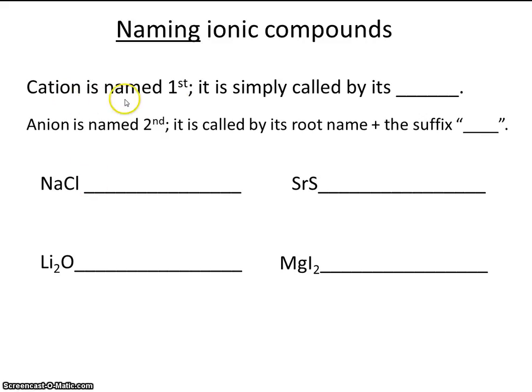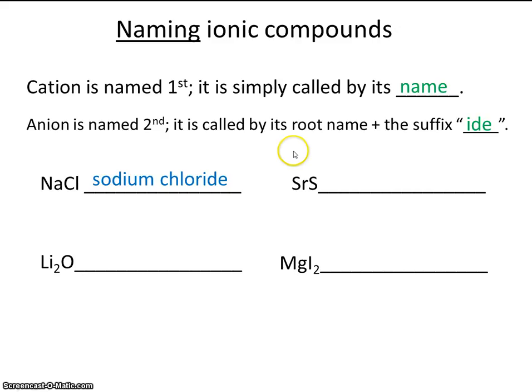The cation is named first. That would be the metal, sodium, and it's simply called by its name. The anion, that's going to be the nonmetal. That's going to have a negative charge, and that will be named second. It's called by its root name plus the suffix "ide." So notice that you're kind of changing the name of chlorine to chloride. So this is called sodium chloride.